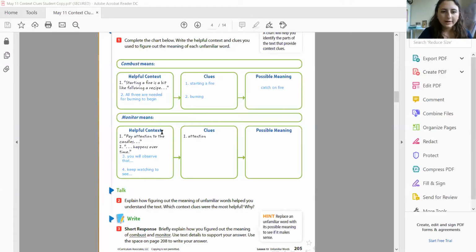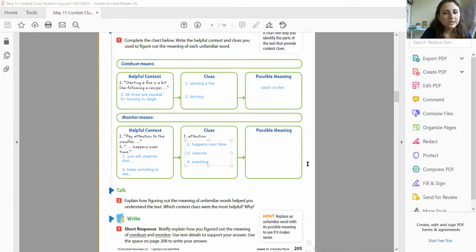Okay, so I put in my helpful context over here, and now just like up here, I'm going to pull a word or phrase from each of them to kind of break it down and see what clues I can gather from each of these pieces of the text. So the first one, it says, pay attention to the candles. The first clue that I pulled out was attention, right? The second one, I'm going to pull out the phrase happens over time. For this third one, I'm going to pull out that word observe. And for this last one, I'm going to pull out the word watching.